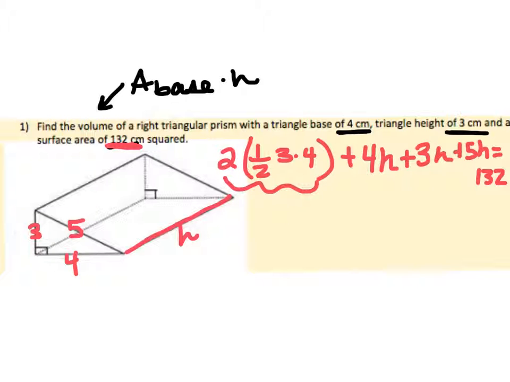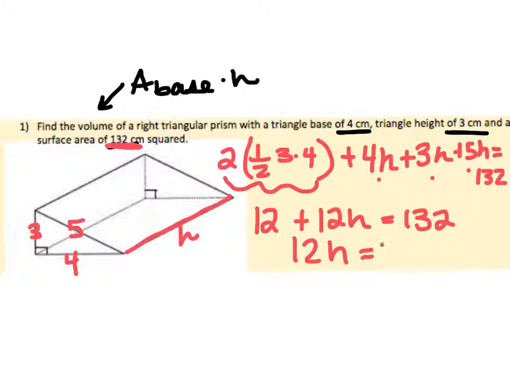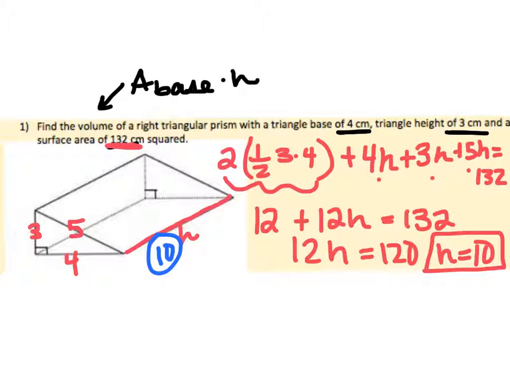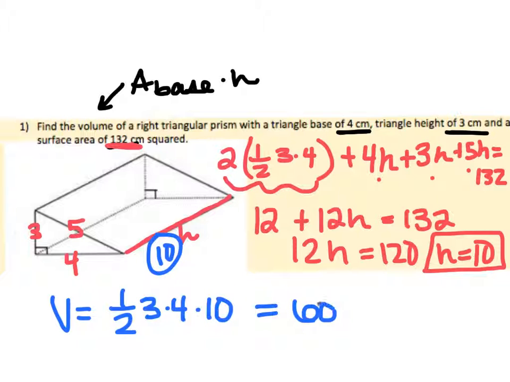This part here is going to be 12. And then I can add 4 plus 3 plus 5, and that's going to be 12h. So if I continue to solve this, h is going to equal 10. So now that I know what the height is, I can go ahead and find the volume. So area of the base, 1/2 times 3 times 4, times the height. That's going to equal 60. So 60 centimeters cubed for the volume.